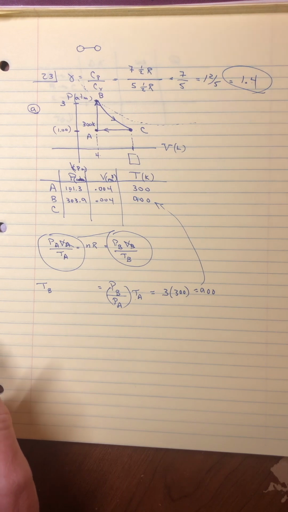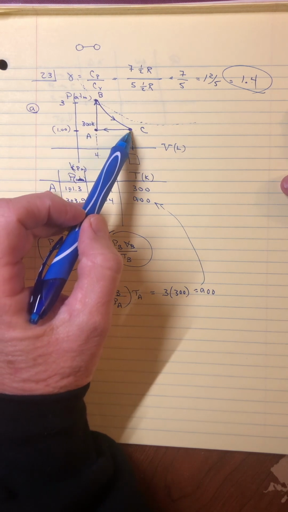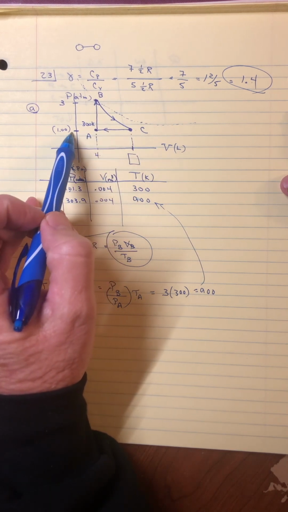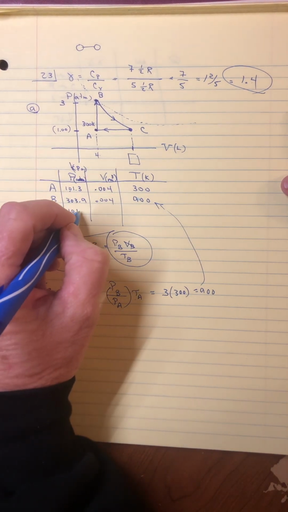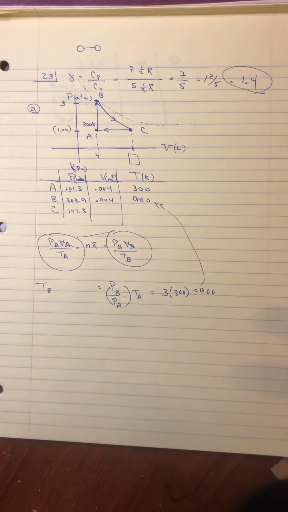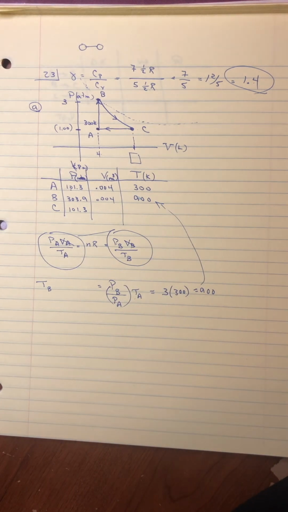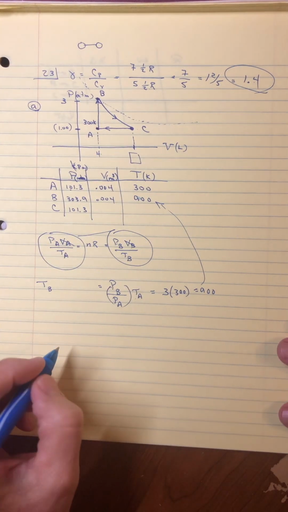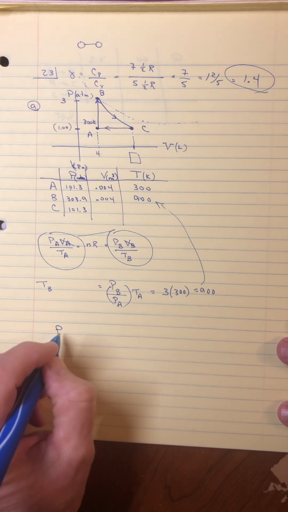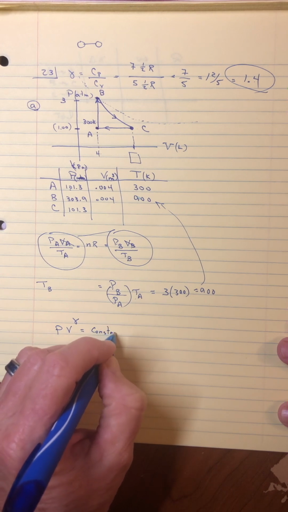Looking at C, as it said, it expanded adiabatically to C until it got back to that same pressure. So that same pressure is the 101.3 kilopascals. But we don't have the volume and we don't have the temperature. But we do know that B and C are connected adiabatically. And the neat thing about adiabatically was pressure times volume raised to a factor of gamma equaled a constant.